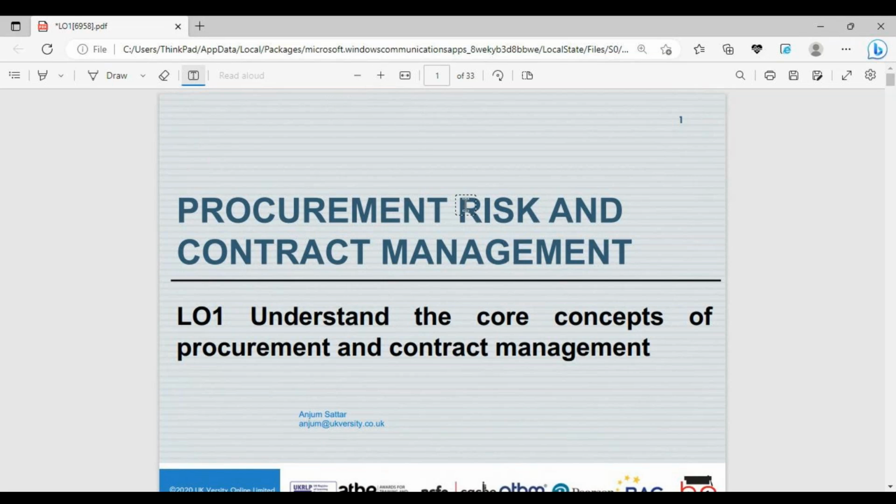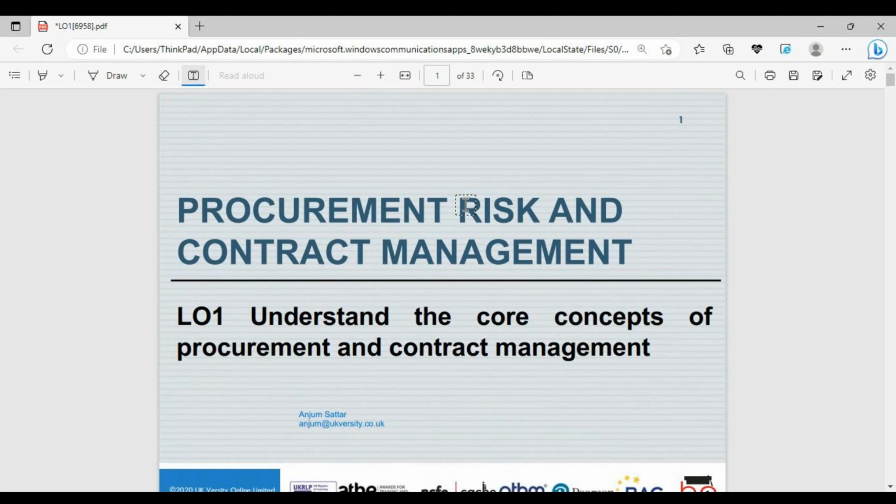So procurement risk means the probability of something happening. Risk has a positive or negative impact on the business. Contract always means offer and acceptance; something becomes a contract. Yes, a contract can be written, a contract can be verbal, where there is offer and acceptance.